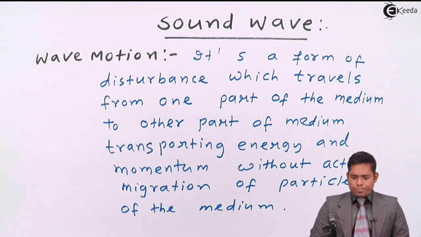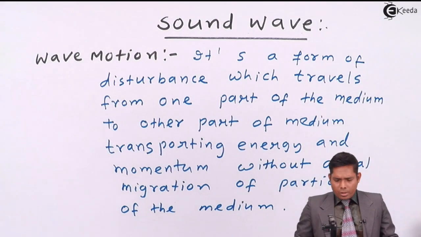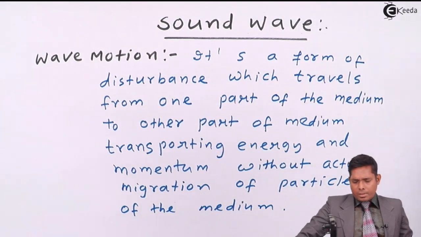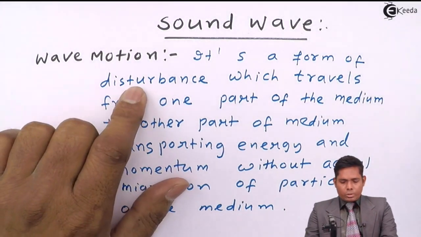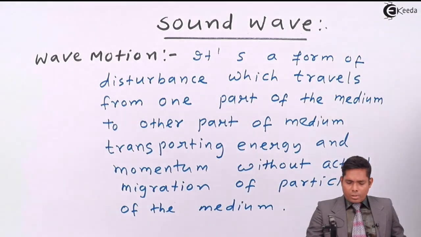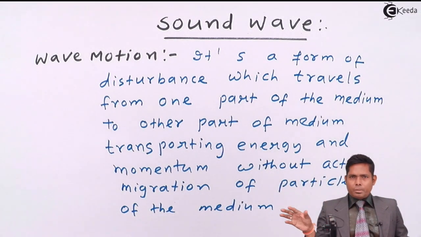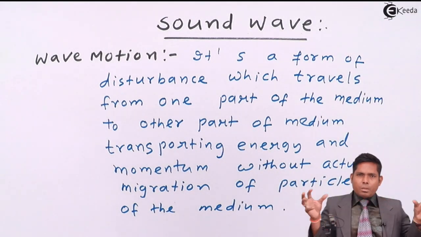Wave is particularly a disturbance. When it propagates, it is wave motion. It's a form of disturbance which travels. So the travel of the disturbance is called wave motion, from one part of the medium to another part of the medium. Here the medium consists of a large number of particles.